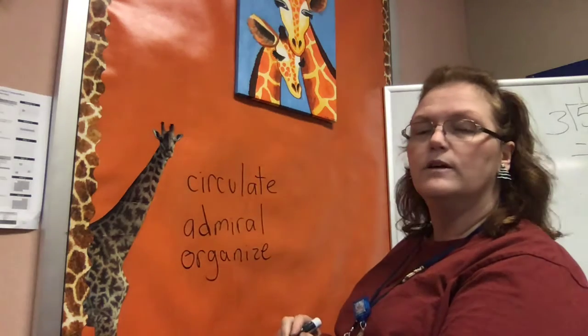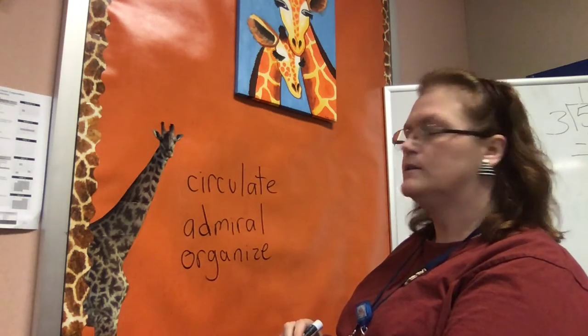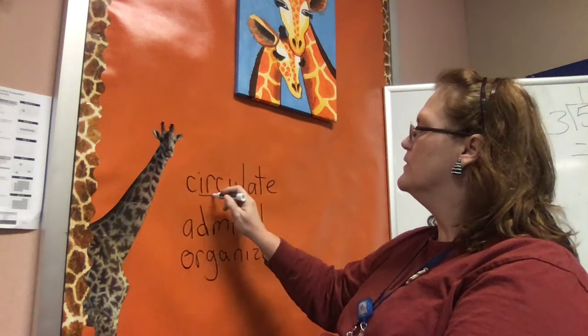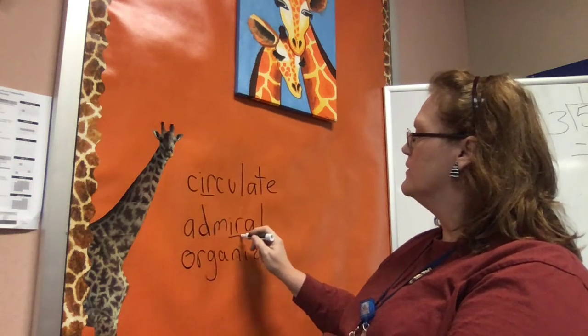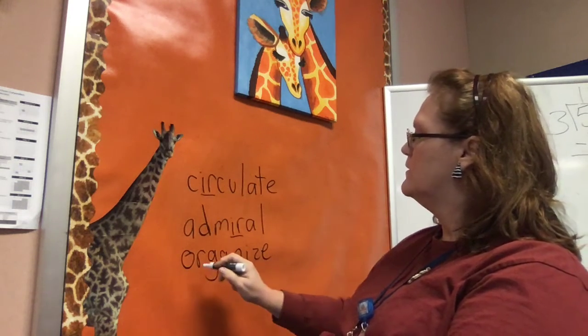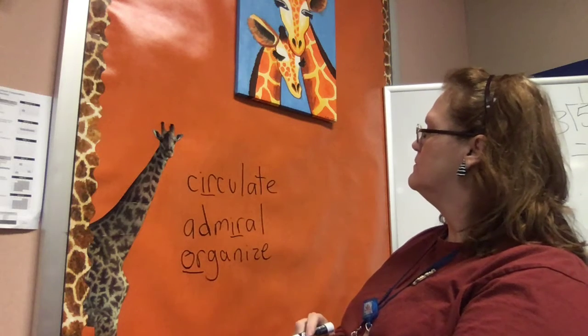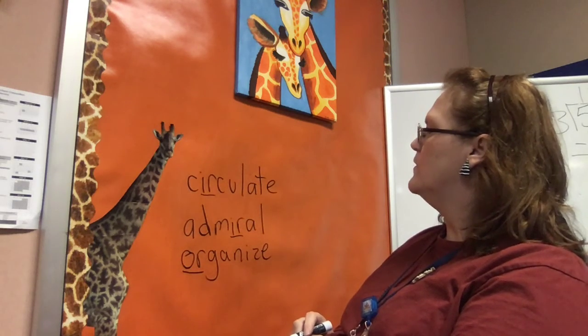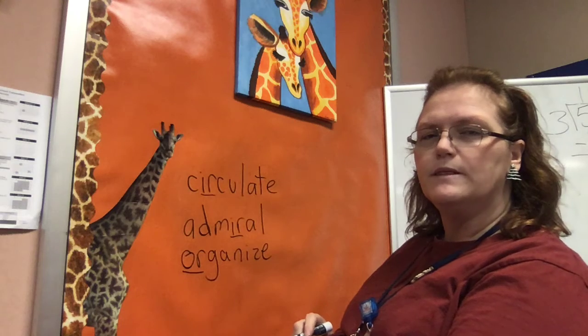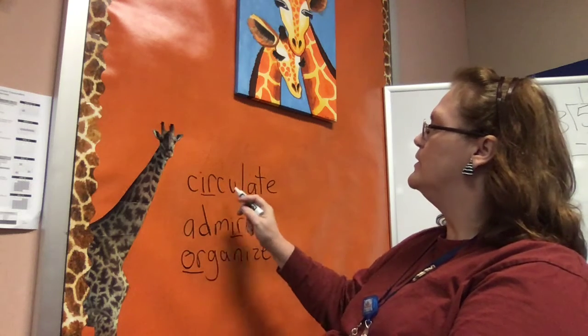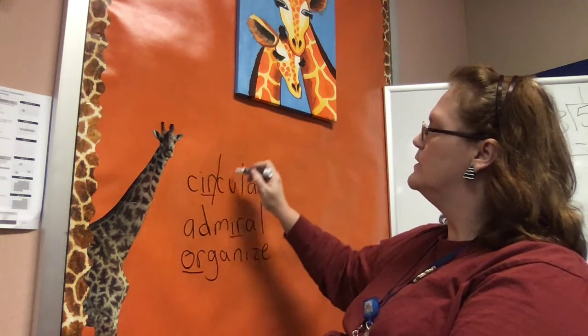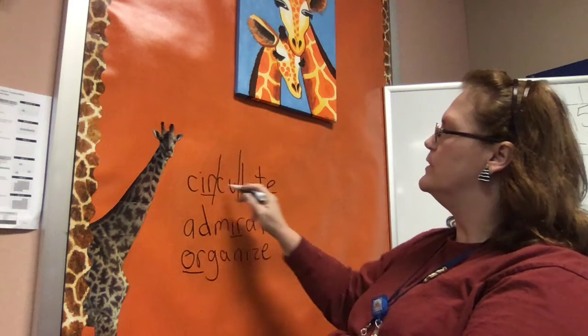Now those all have an R-controlled vowel. Can you find it? Or. So let's think about how we would split the syllables. Circulate, circulate, circulate.